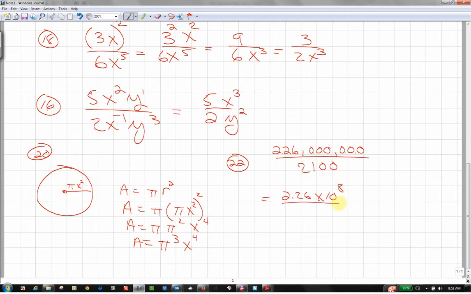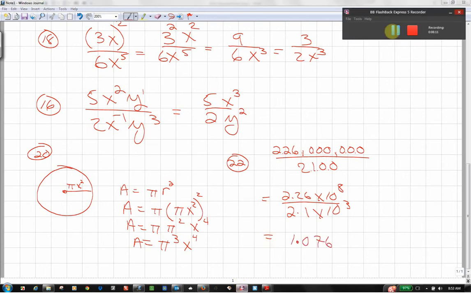The denominator, we're going to move the decimal place 1, 2, 3 places. So that would be 2.1 times 10 cubed. Now working it out in scientific notation, I'm going to take 2.26 and divide it by 2.1. To solve this, I'm going to take the number parts and divide them. They don't have any exponents on them, so 2.26 divided by 2.1 is 1.076.